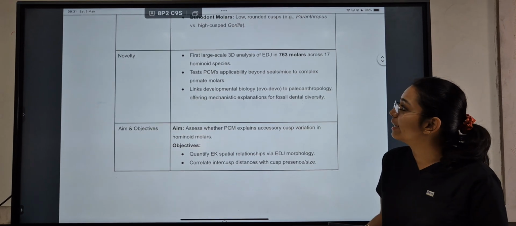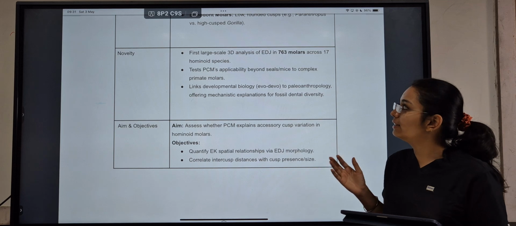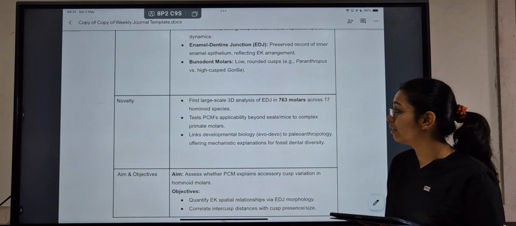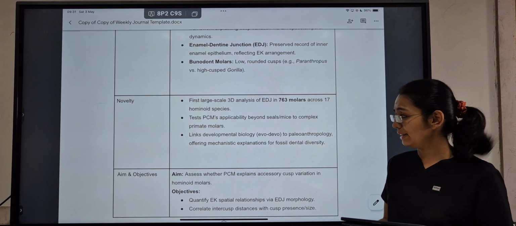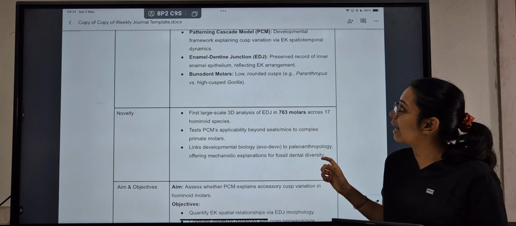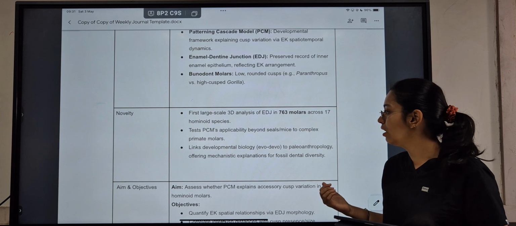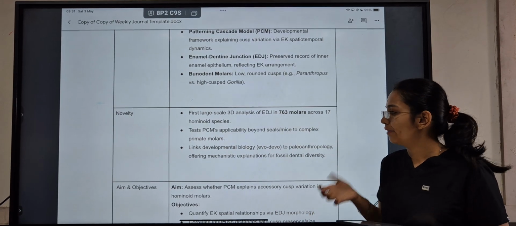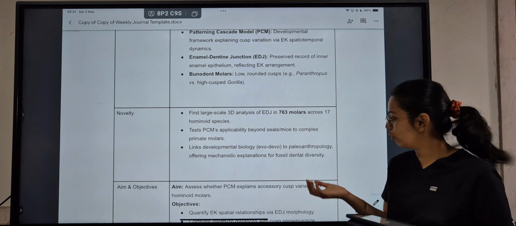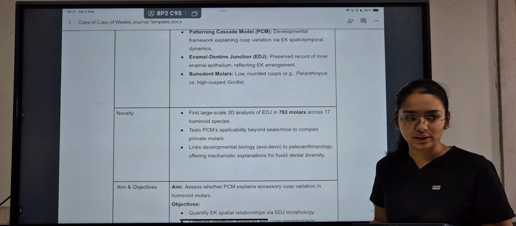So the novelty of the study is that this is the first large-scale 3D analysis of the EDJ, the enamel dentin junction, in 763 molars across 70 hominid species. So this tests the PCM, the patterning cascade model. It tests the PCM applicability beyond seals or mice to complex primate molars, and this links developmental biology, that is Evo-Devo, to paleoanthropology. It offers a mechanistic explanation for fossil dental diversity.